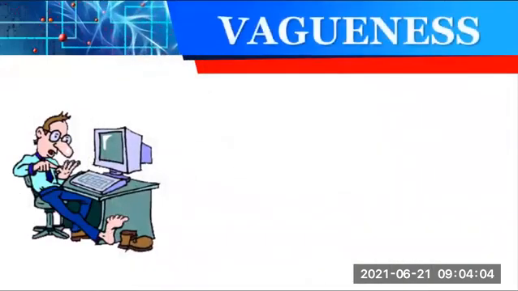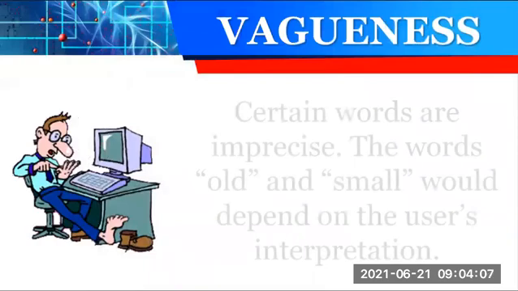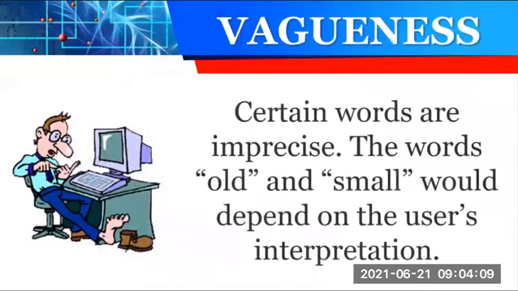Next is the vagueness. So certain words are imprecise. The words old and small would depend on the user's interpretation. So since iba-iba yung pakahulugan natin dun sa isang bagay, at maaaring yung gusto nating kumbaga talagang hanapin ay hindi matukoy ng ating device. So say for example, yung word na old, so maaaring ibig sabihin ay matanda, maaaring ibig sabihin ay luma. So kumbaga, we cannot really identify what English language will our device use.